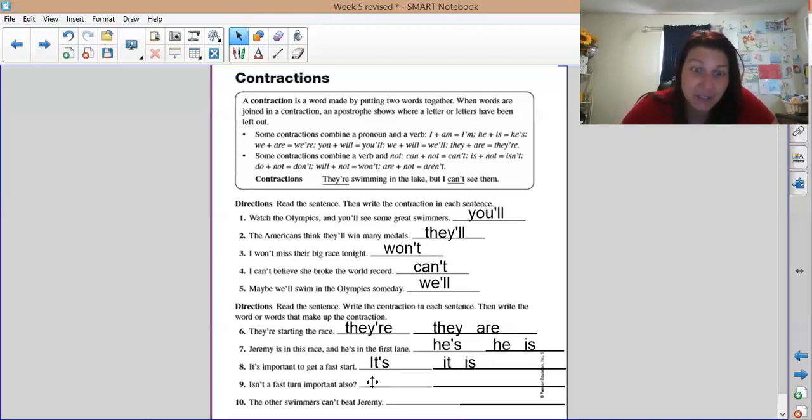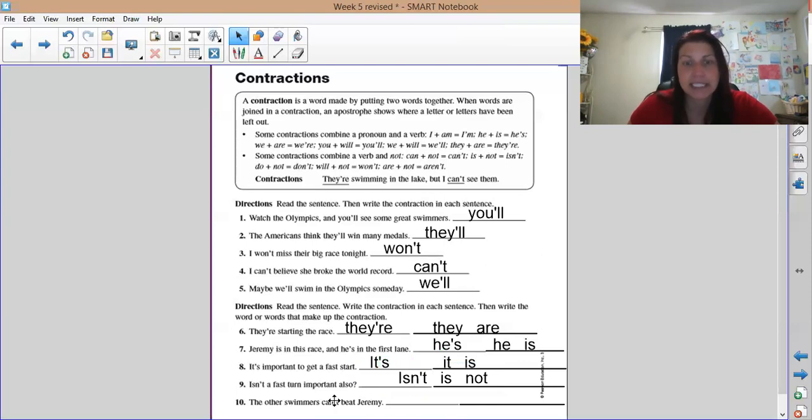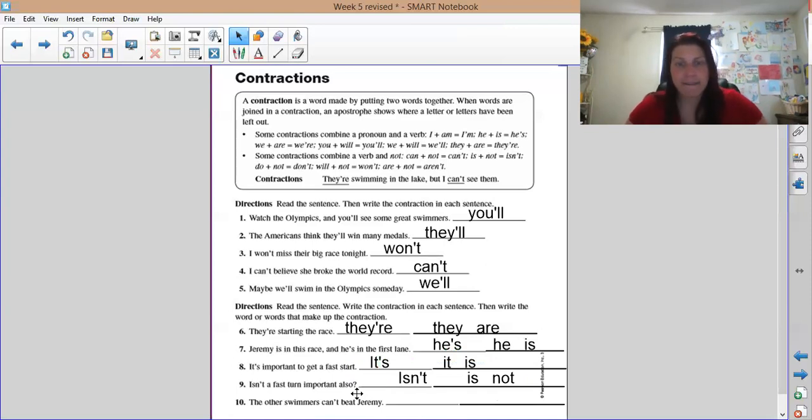All right, number 9. Isn't a fast turn important also? I don't know. Is it? What's our contraction? Isn't. All right, there's our contraction. It is made up of what? Two words. Is and not. All right, get it on the line. Just for once, I would like to type on my smart little notebook and have it just appear right on the line instead of all over the board. It's difficult. Number 10, the other swimmers can't beat Jeremy.